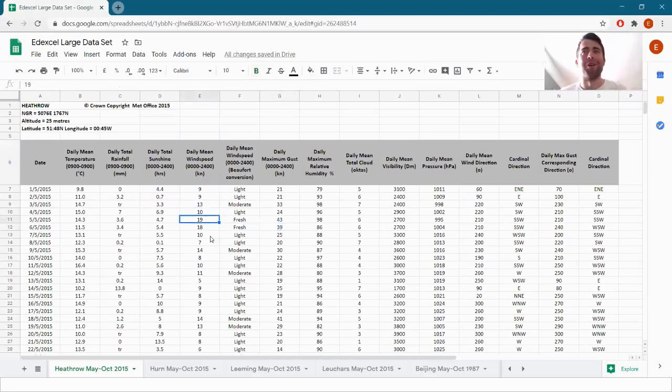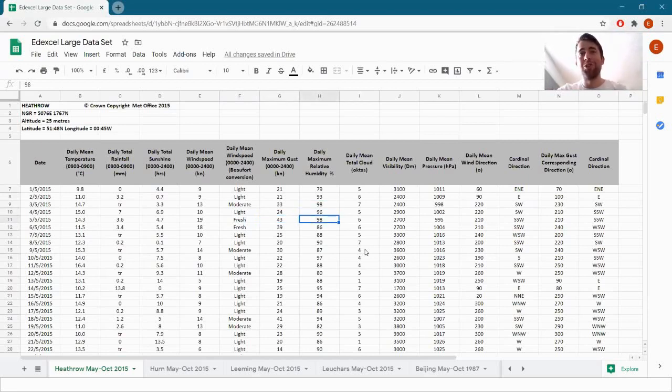We can use these numbers without knowing what a knot is by just knowing that 19 is bigger than 10. And so it was windier on the 5th of May than on the 4th of May. So you don't need to remember what a knot is, really. This one gives a nice wordy definition of wind speed. So this is moderate wind and this is light wind. And apparently strong wind is described as fresh. Again, ask a meteorologist. Daily maximum gust, so that's not the mean, that's the biggest wind in the day, the biggest wind.